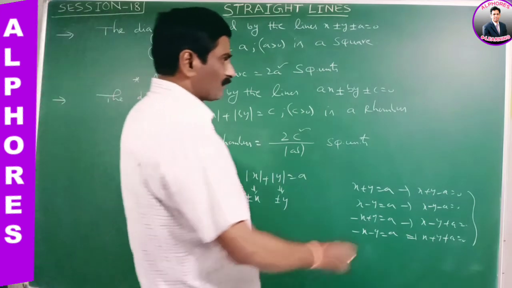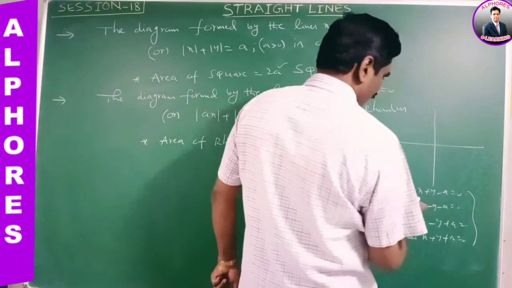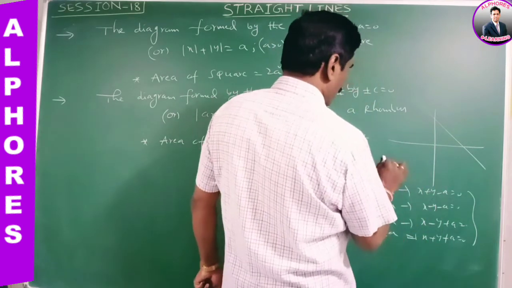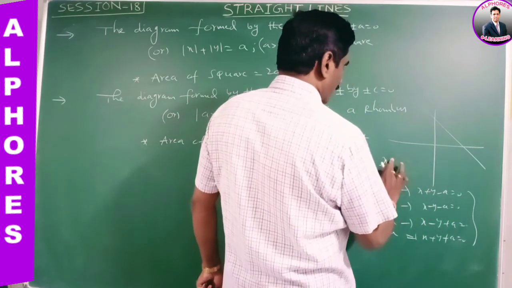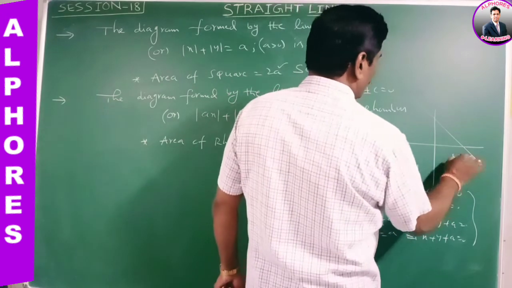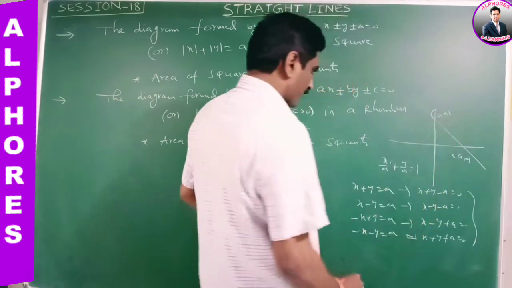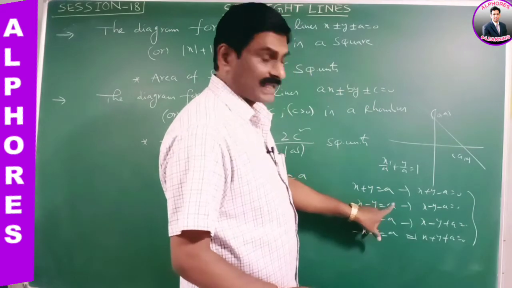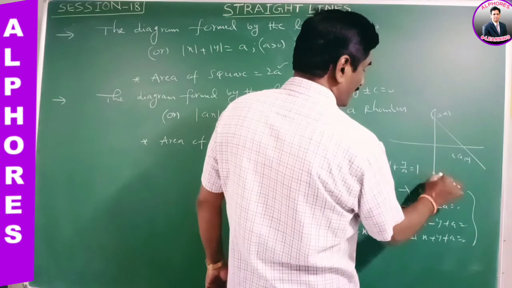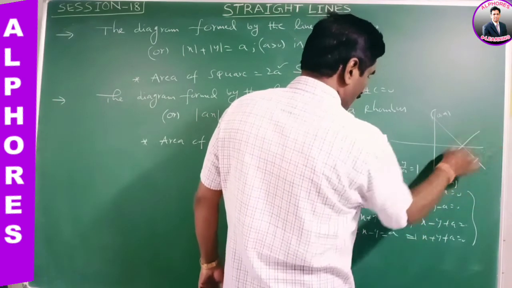Please observe this value. First one, I draw the diagram. x plus y is equal to a means the line is in this way. x plus y is equal to a means x by a plus y by a is equal to 1. Okay. Here x intercept is a comma 0, y intercept is 0 comma a. Next, x minus y is equal to a means x intercept is a and y intercept is minus a. Y intercept is minus a means 0 comma minus a. Please observe this value.